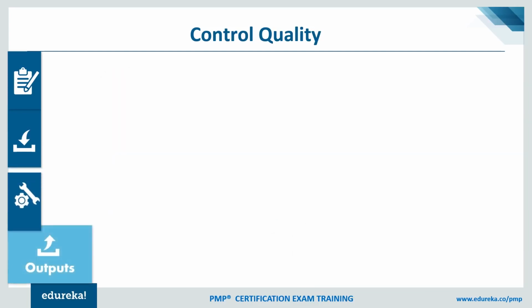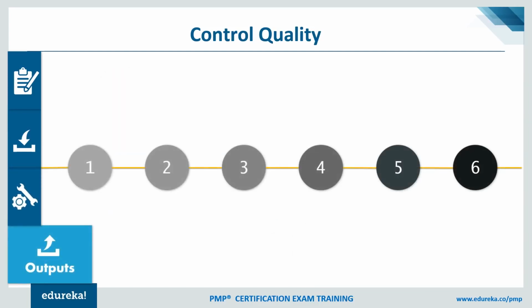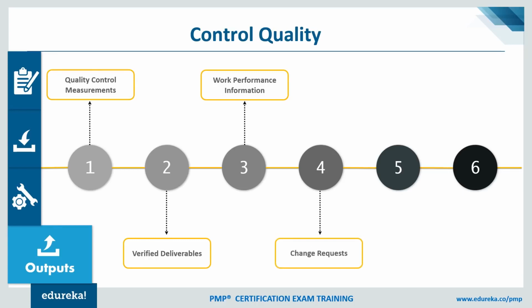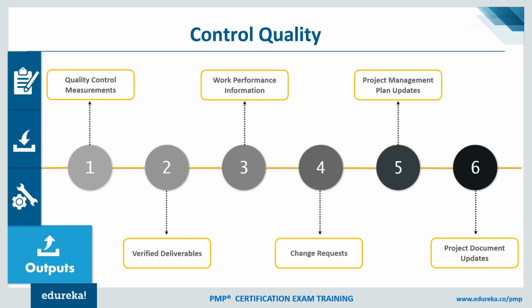Let's move on to the outcomes. What do we expect by the end of this? We certainly expect quality control measurements, so we ensure that we've got the quality control measurements in place. We have verified deliverables. Whatever the deliverables that are committed at that phase or at that point in time on the project, we have verified those against the requirements that are given by the customers. Work performance information in itself, how are we performing against the plan? Change requests, and the project management plan would get updated as a result of that, including the project documents. So this is what we can expect in the form of outcome.